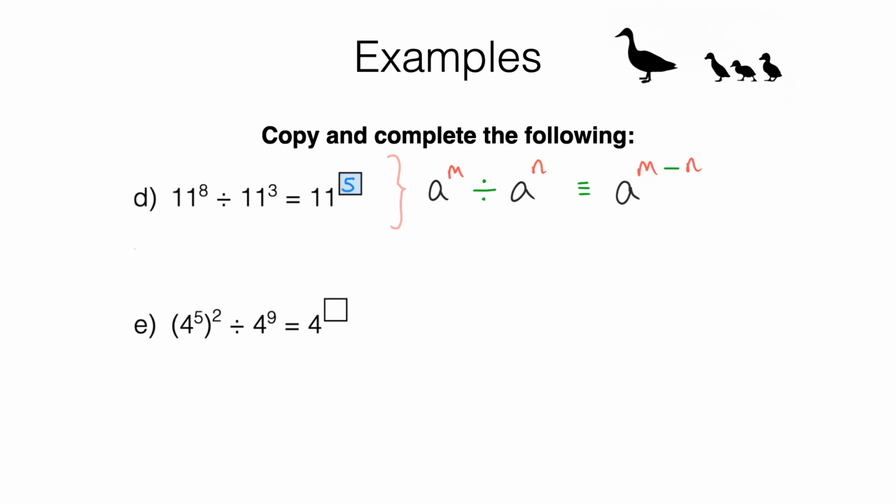Here's what you should have found. 4 to the power of 5 to the power of 2 is 4 to the power of 10. I know this because I can simply multiply those indices. 5 times 2 is 10. We then need to divide that by 4 to the power of 9. Now we are dividing powers with the same base, so we can use this rule, which means we can simply subtract the indices. 10 minus 9 is just 1, so I end up with 4 to the power of 1. So that is the missing number I need to put in the box.